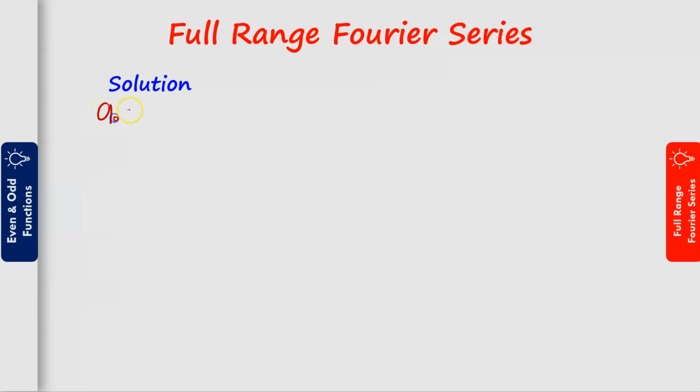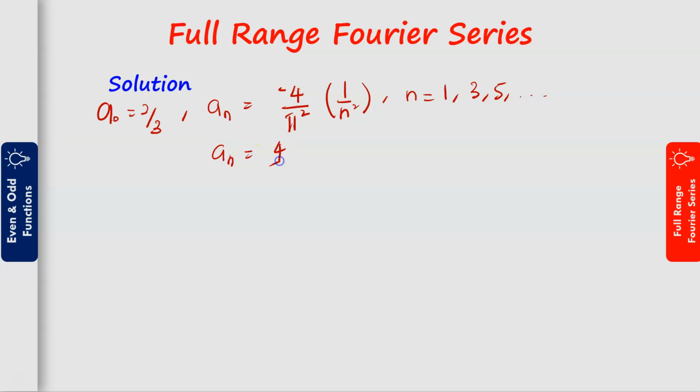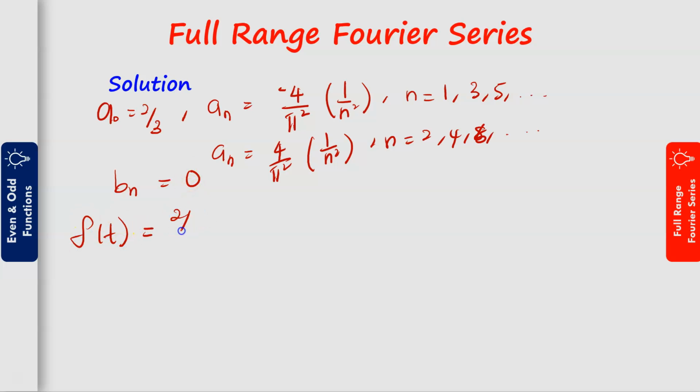In summary, class, we have a naught equal to 2 over 3. We have solved for an equal to negative 4 over pi square times 1 over n square for n equal to 1, 3, 5 and so on. And then an equal to 4 over pi square times 1 over n square for n equal to 2, 4, 6 and so on. And then we have solved for bn and we got equal to 0, means that our Fourier series equal to a naught over 2, so 2 over 3 over 2 plus the sum of n equal to 1 to infinity a n cos n omega, and our omega is pi, so cos n pi t.